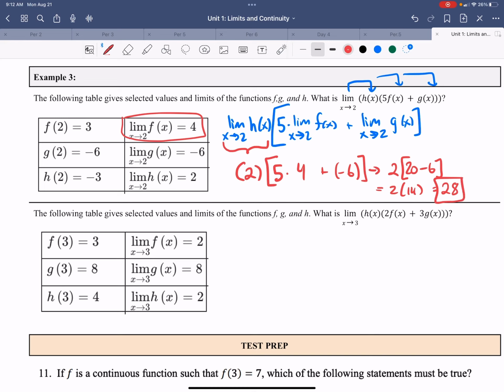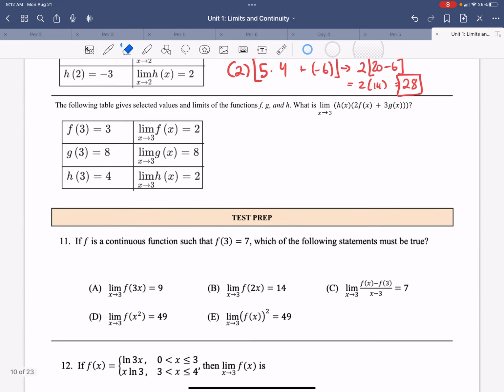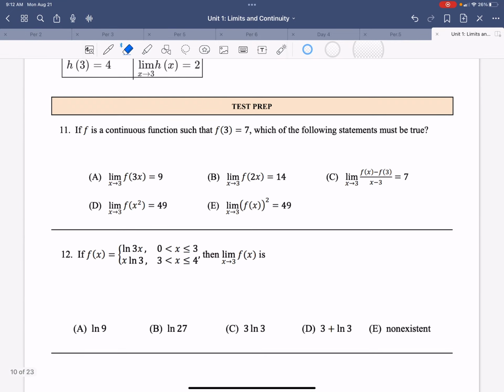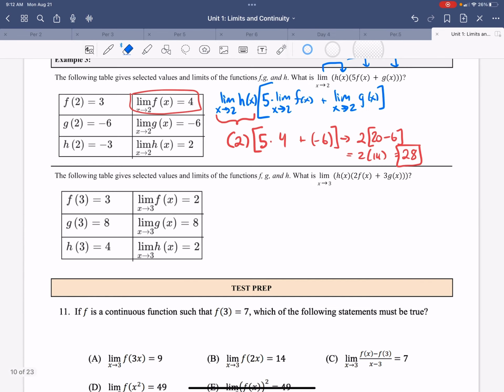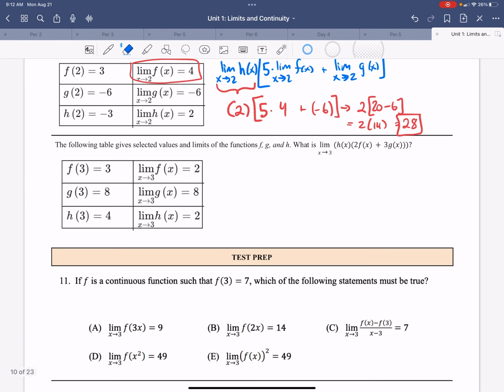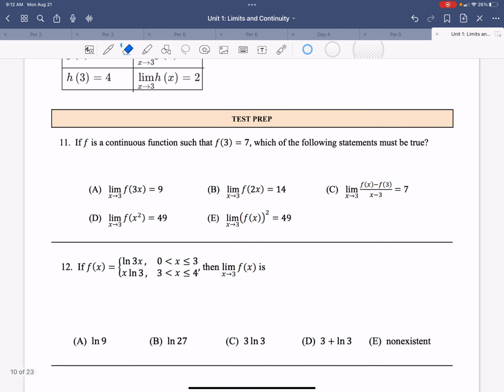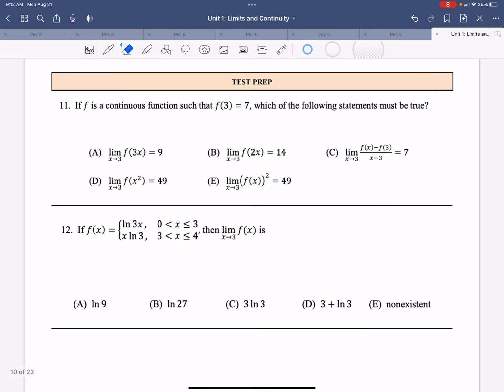Using similar logic, try and solve for this one. We're going to go over this test prep problem so we can get to see what the AP exam tells you. So first look at that problem. Pause the video and try it on your own. And now let's look at the test prep. This is what the AP exam is going to look like.